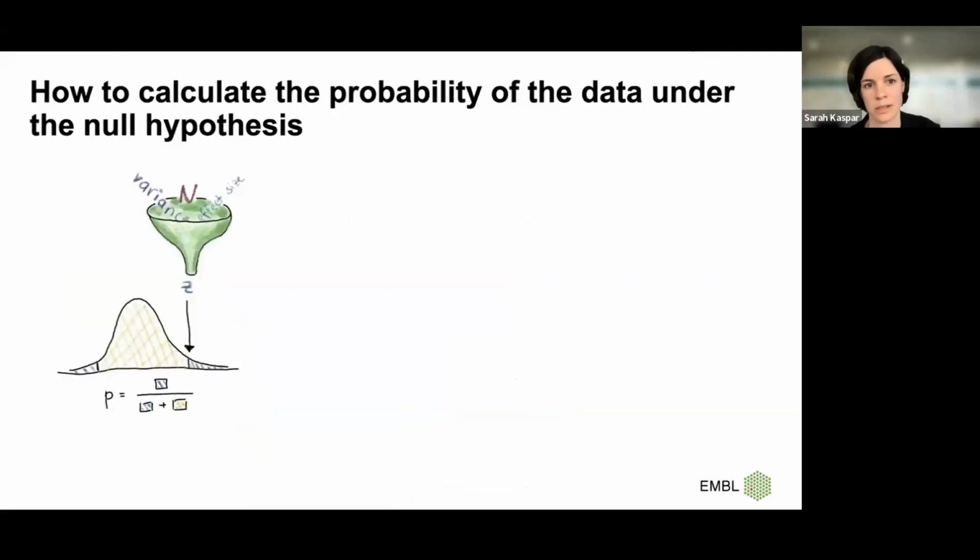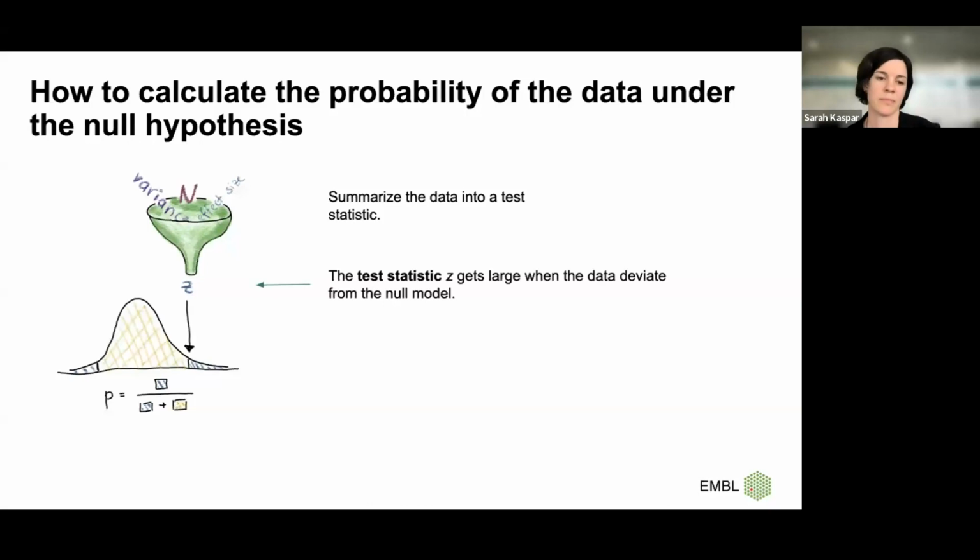And in practice, what we do is this. We calculate the probability of the data under the null hypothesis by summarizing the data into a test statistic. So in this example, the test statistic is called Z, and it gets large when the data deviate from the null model. So what we do here is we compare three quantities of the data. And this is also the case in other kinds of tests. So we're comparing the variance. If the variance within each group is low, then this increases the test statistic. If the sample size is large, then it increases Z. And if the effect size, which is the difference in means, is large, this also increases the test statistic. So it's three things that go into there.